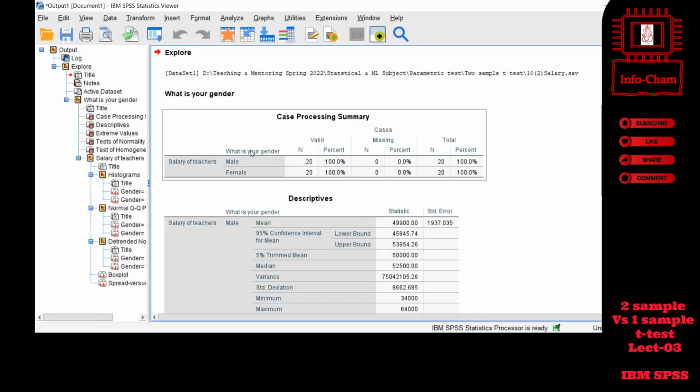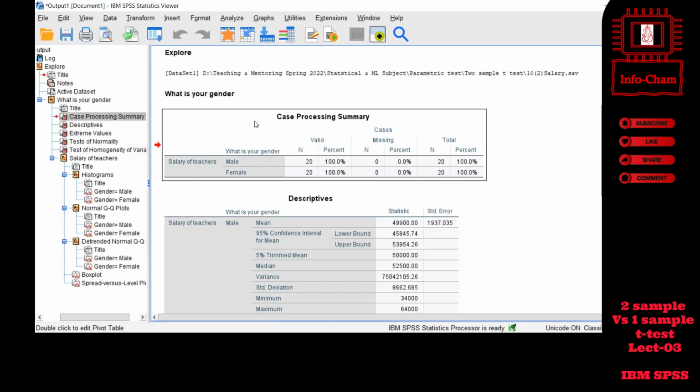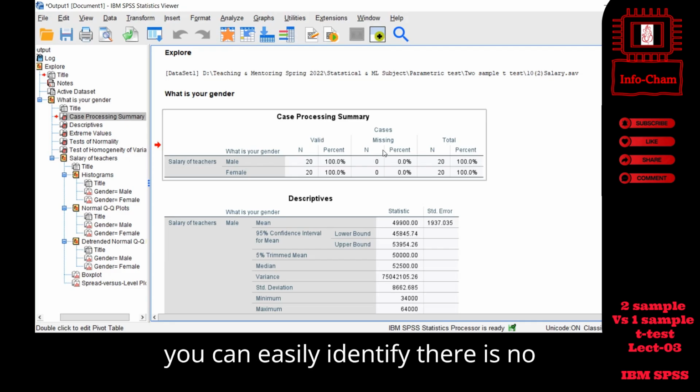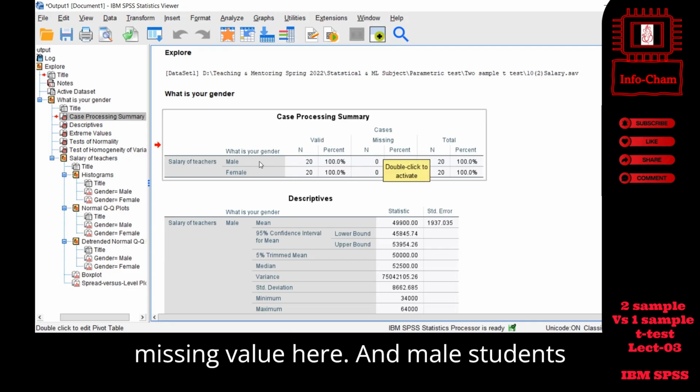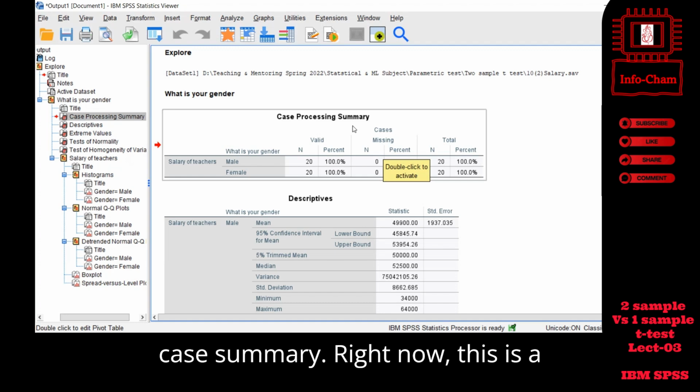So what is the gender here? You know very well we are focusing on our objective. Let's see, there is no missing value here. Can you see the missing value? Yes, you can easily identify there is no missing value. Male and female students are 20 and 20, with 100% of the data I have. This is the case summary.